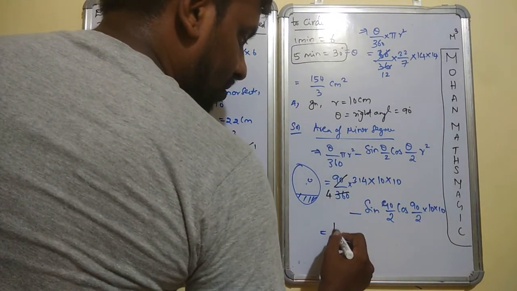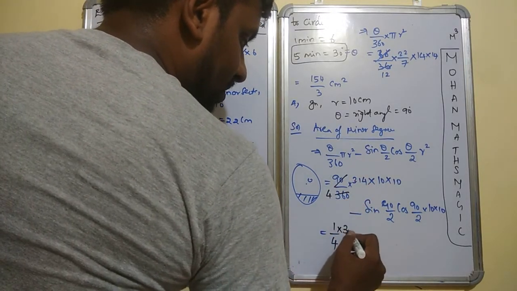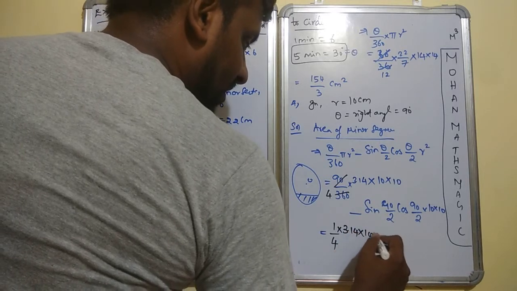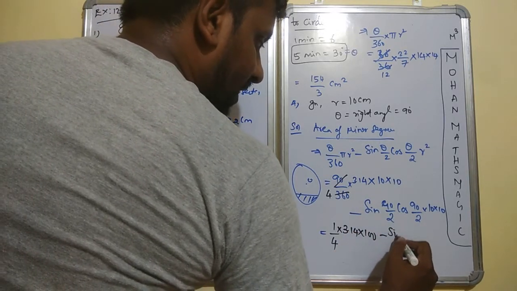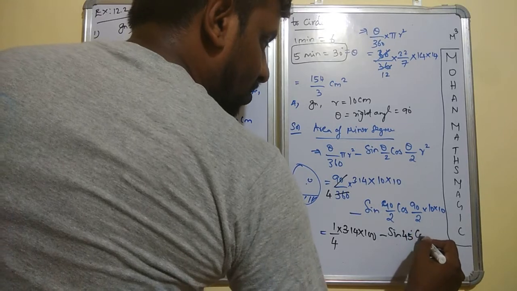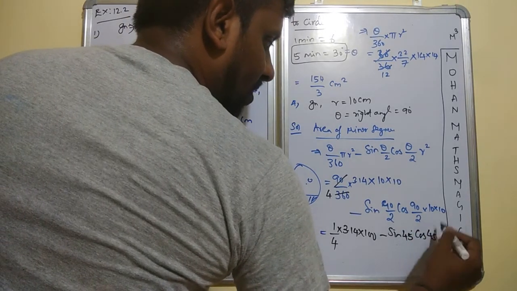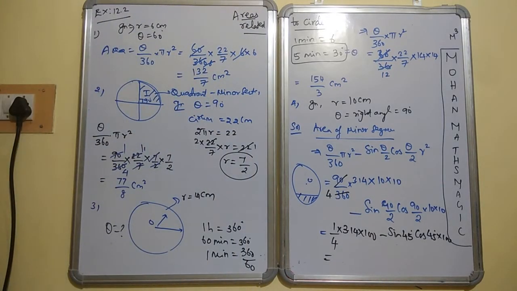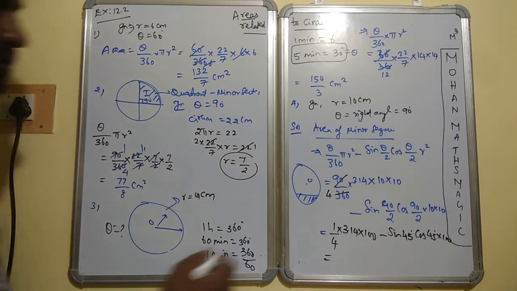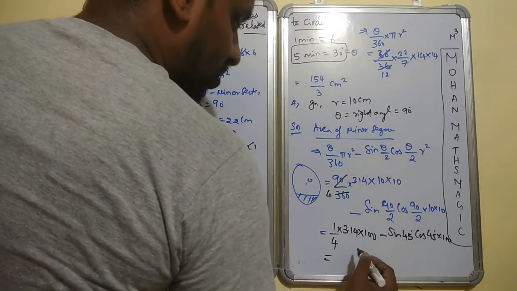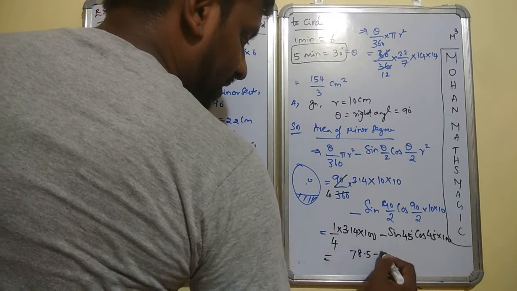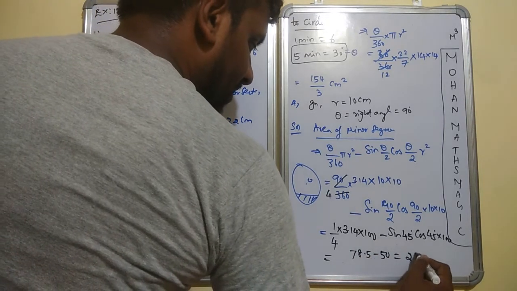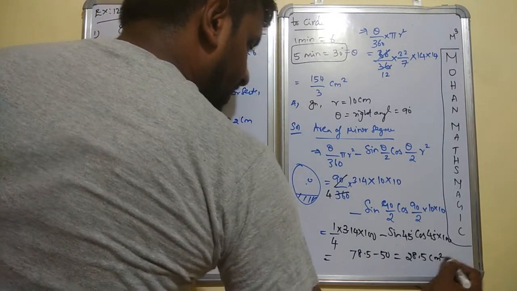94. So 1 upon 4 times 3.14 times 100 minus sine 45 degree, 1 upon root 2, cos 45 degree, 1 upon root 2, times 100. The final answer you may be getting 78.5 minus 50, so 1 upon root 2, 1 upon root 2, correct. 78.5 minus 50. The final answer is 28.5 centimeter square.